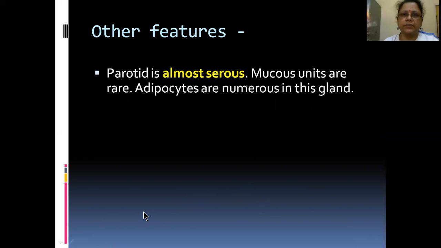Like here, as I said, parotid is almost serous. That means very few or negligible mucous acini in there. In one duct section, you may not get any, or you might see one or two. Mucous units are rare, as I told you, and adipose tissue, that is the adipocytes, are numerous in this gland. Okay.